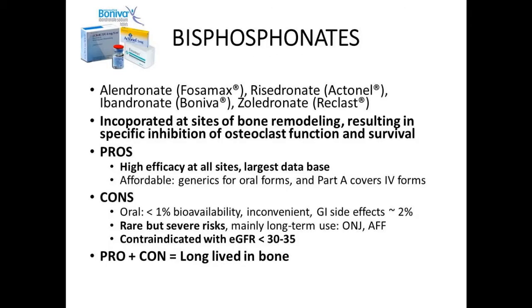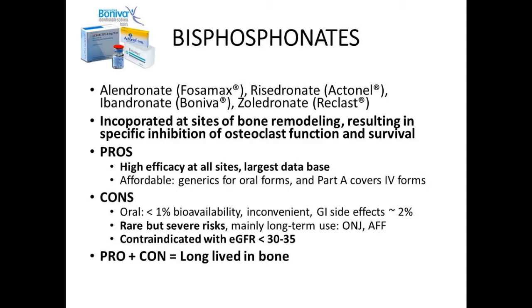So here's first line, bisphosphonates. I think we all have a lot of comfort, or at least familiarity, with these. The drugs that are available are listed for us: 3 orals and 1 IV form. Bisphosphonates are simply incorporated into the sites of bone remodeling, so they get into the bone and they stay there. They result in inhibition of both osteoclast function and survival, so you get death of these osteoclasts.